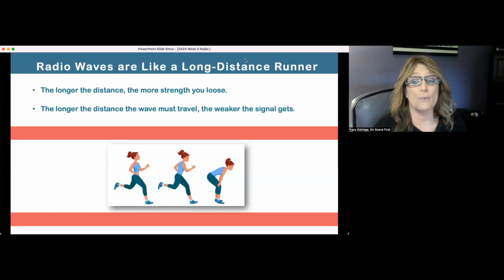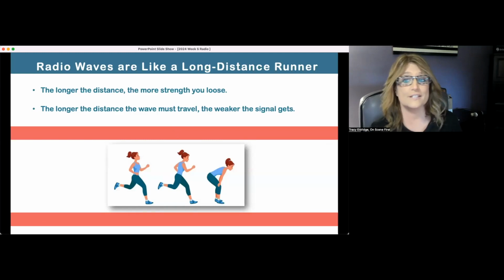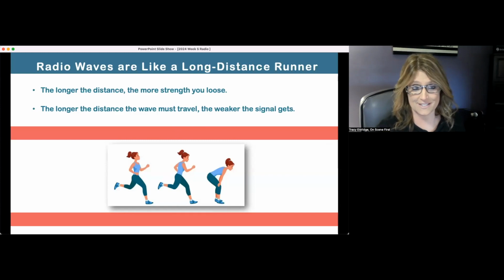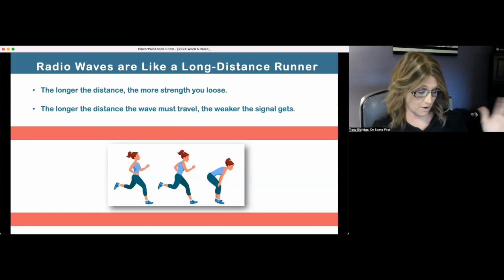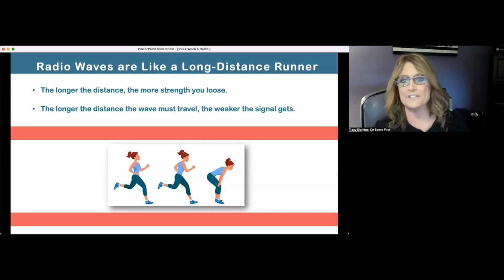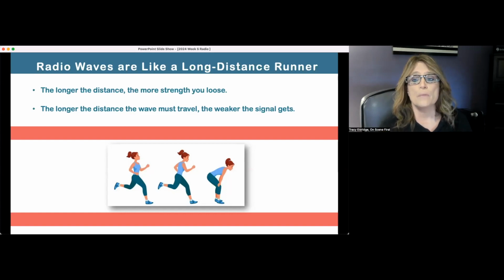So I want you to consider that radio waves are like long distance runners. The longer the distance, the more strength you lose. Okay. So if you are a short distance runner, I remember in grade school, I was a whiz at the 50-yard dash, but you put me in cross country and I would probably die in a very short period of time. But when you think of a long distance runner, someone who is conditioned and does this on a regular basis, the longer they go, they will eventually lose strength. And over time, the signal will get weaker, but they can go for great distances. So just keep that in mind.